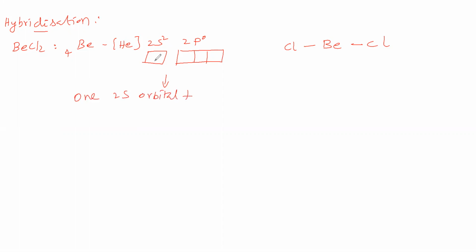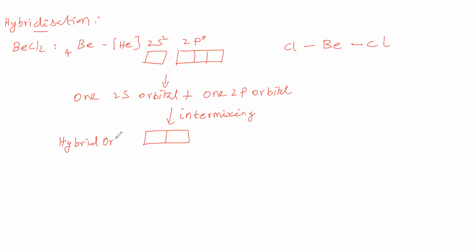We want one more orbital, that we will take from 2p. So one 2s orbital we have taken, one 2p orbital we have taken. These two orbitals undergo intermixing. On intermixing, we are getting two hybrid orbitals.